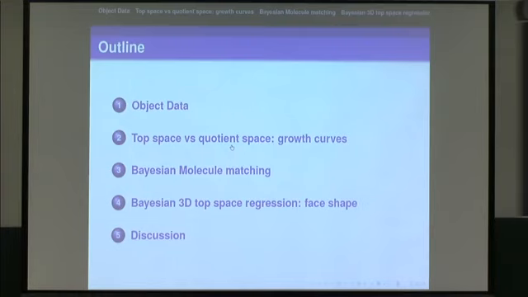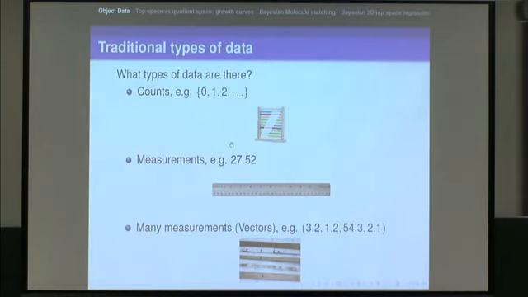So I'm going to tell you a little bit about object data first, and then there are essentially three examples I'm going to tell you about. The first one, analyzing growth curves, the second one about molecule matching, and the third one about phase shape and some regression there. So object data is a relatively new umbrella term that's being bandied around.